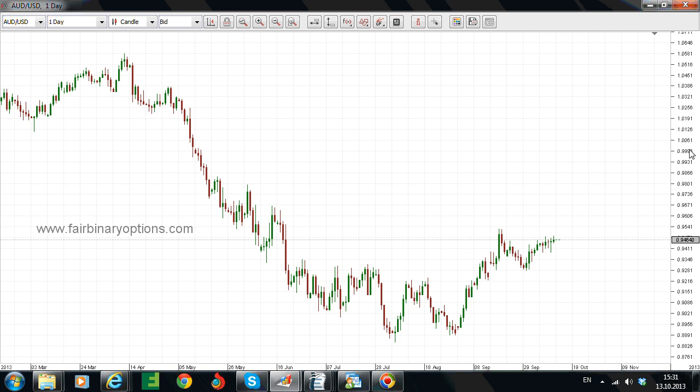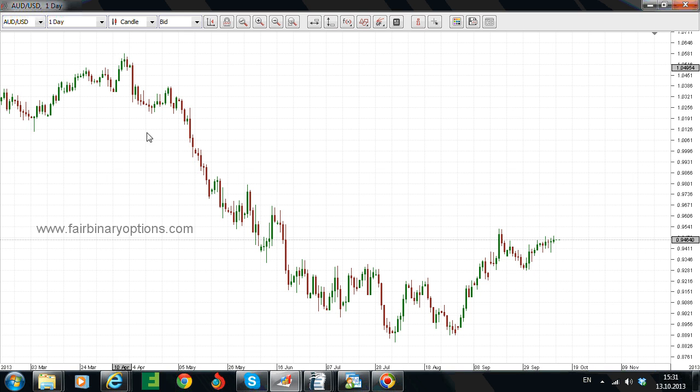The reason for that is that the move that you are seeing here is a three-way move that comes in the form of A, B, C, or a flat. So either this is going to be a contracting triangle to follow or a flat of a larger degree. I'm looking for a nice 61.8 retracement to come before anything.